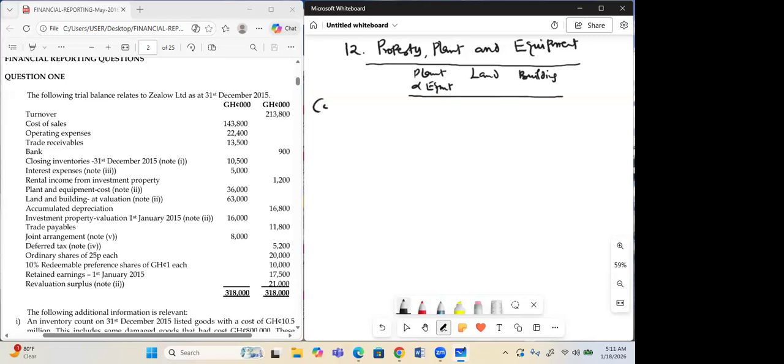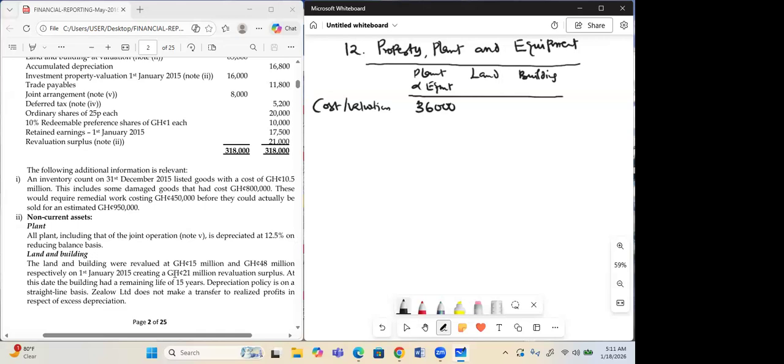So let's take the cost or the valuation. What was the cost of the plant in the trial balance? So for the plant and equipment, 36,000. What about the land? The land and buildings, they told us it was revalued. Look in the footnote. Land was 15,000. And then the building was revalued to 48,000. Exactly.